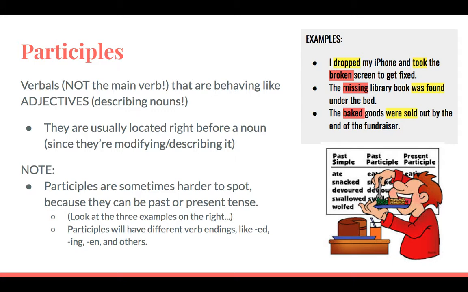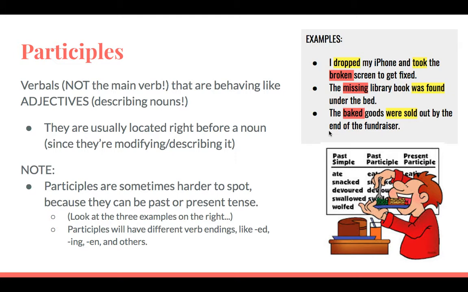Well, if I look at missing right away, I don't see a subject to go with it. And what I see right after it is the word library, which is a noun. So, missing library book. That seems like missing is describing the book. So, I would say that that's not acting like a main verb, that is acting like an adjective. However, because it looks like a verb ending in ing, we call that a participle. Was found is written in the passive voice, which we will talk more about later on this year. But of course, was is a helping verb and found is the main verb.